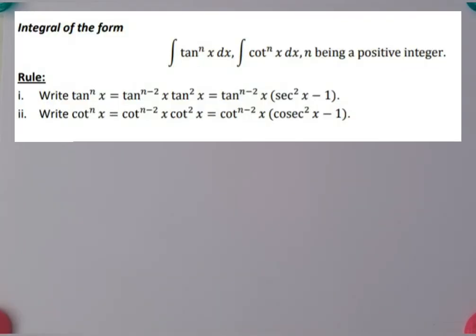So we have yet another rule, and in this case you are going to deal with integrals of the kind tan to the power nx or cot to the power nx. As you clearly see, the rule says we have to write tan to the power nx as tan to the power n minus 2 into tan square x. If you write tan square x in terms of sec, it becomes sec square x minus 1. The same thing happens with cot as well, as you can see on the screen right now.